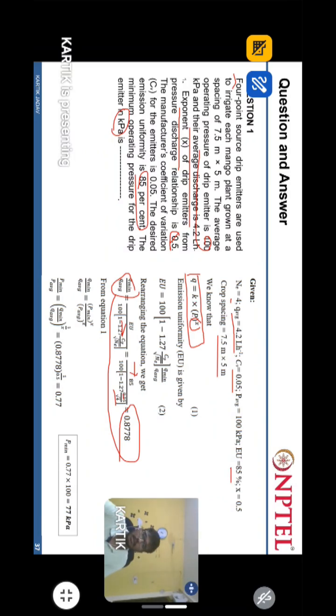Now from equation 1, we can write that Q minimum is directly proportional to P minimum raised to X, and Q average is equal to P average raised to X. So this ratio we have, Q minimum by Q average, that we have identified from this equation, and X is also given. So the ratio we obtained is 0.77, and we know the P average is 100. So P minimum is 77 kilopascal.